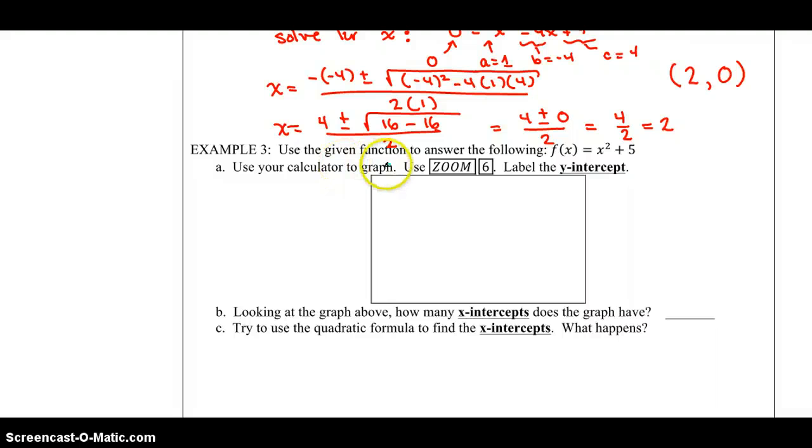So now it says to use the given function to answer the following. So now we've got f of x equals x squared plus 5. Again, we should recognize this as a quadratic equation.